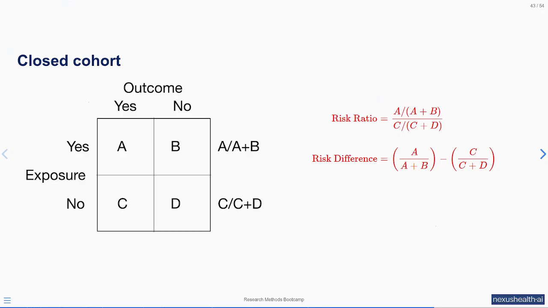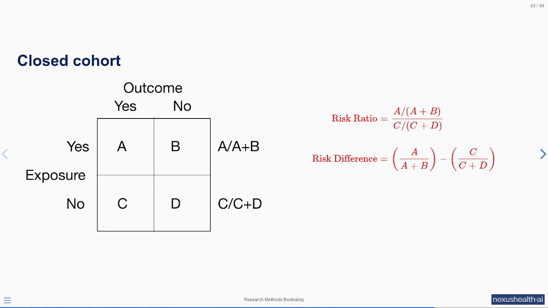So consider this closed cohort. What is the risk ratio? The risk ratio is given to us by dividing the risk in both groups. So in the first group that have been exposed, risk is calculated as those who develop the outcome divided by the total number of people who are exposed, which is A divided by A plus B.